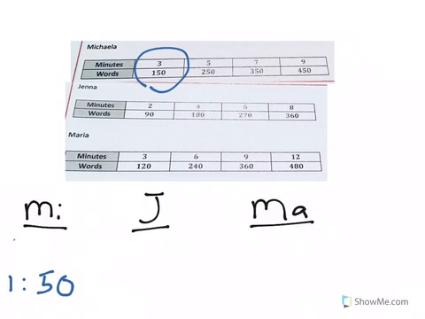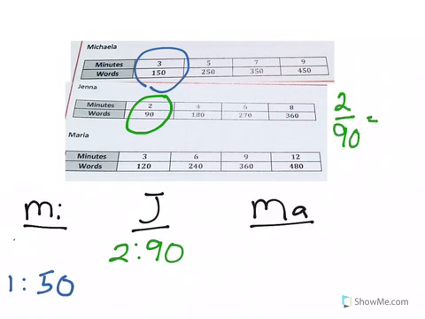Okay, let's jump down to Jenna. Jenna, let's look at the first value they gave us anyway. In 2 minutes, she can type 90 words. So that's a 2 to 90 ratio. For every 2 minutes, she types 90 words. Again, I'm going to write that as a fraction, 2/90ths, and I want to find out what the value of that is. So again, I want that to be 1.